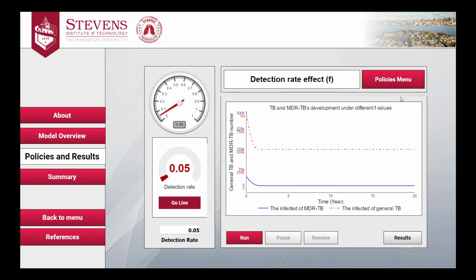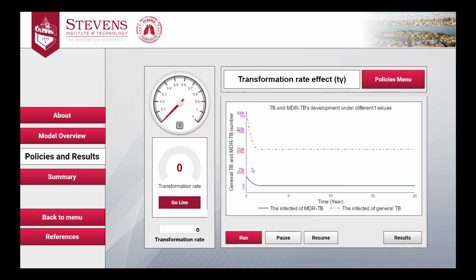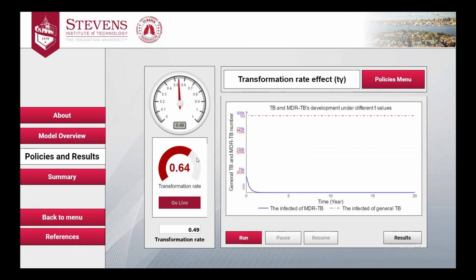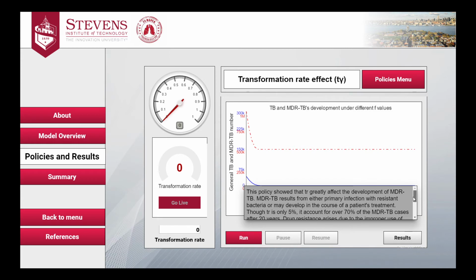We can go back to policies menu by pressing policies menu here, and we find ourselves in front of two other options. Press on 2 and we go to transformation rate effect TR. Again, we can change directly from here, like just press 0.01 for instance and run, or go live and see how it is changing the TB and MDR-TB's development. Press here also to see the results.